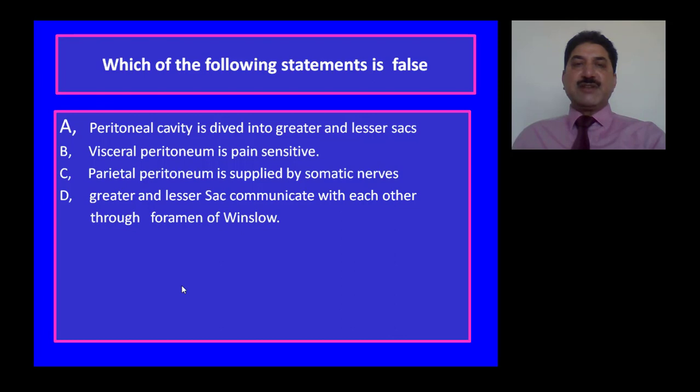Which of the following statements is false? Peritoneal cavity is divided into greater and lesser sac. Visceral peritoneum is pain sensitive. Parietal peritoneum is supplied by somatic nerves. Greater and lesser sacs communicate with each other through foramen of Winslow. B is the wrong option. Visceral peritoneum is pain sensitive.